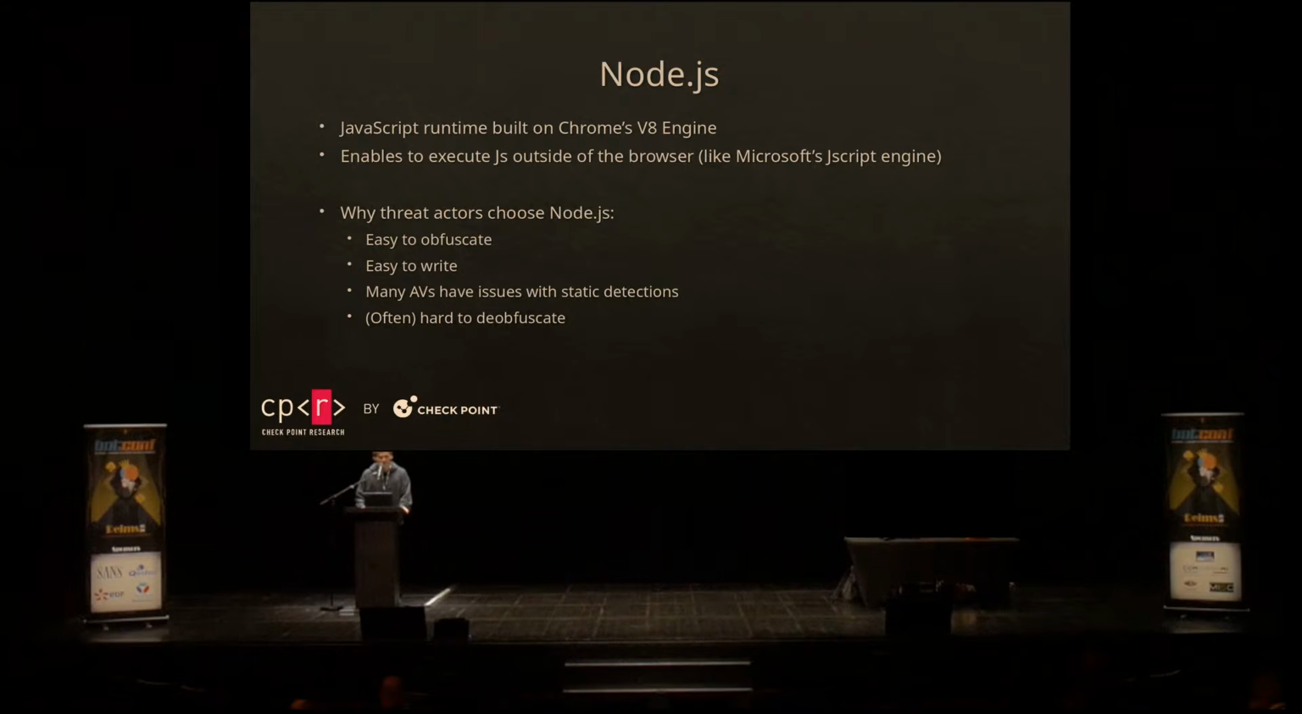And why do threat actors choose Node.js? Well, I don't know, but I think it's for these reasons. It's very easy to obfuscate. You just copy-paste the script into some sort of obfuscator, which are usually just websites or something. It's very easy to write, although in the age of LLMs, I would argue that most malware is easy to write in any language. And the probably most important point is that many AVs, antiviruses, have issues with static detection of Node.js if it's obfuscated. And I will show you why in a second as well.